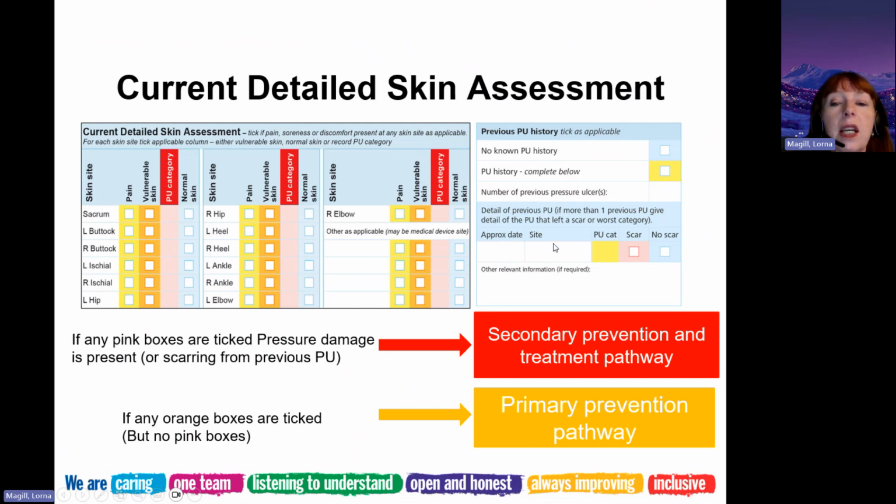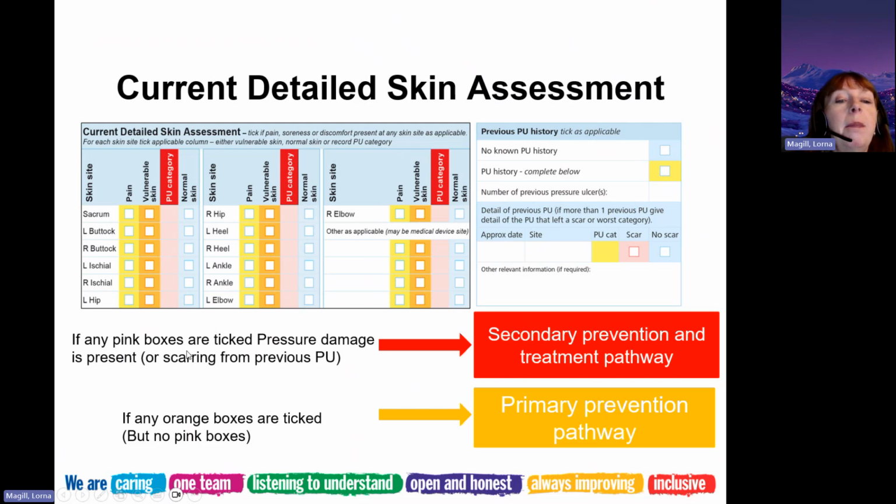If we know the site of the damage, include it here. If we know the category, we can put it here. And if we see scar tissue present, that would indicate that the damage was of category 3 or category 4, so they're getting a red box. If there's no scar tissue present, that will be a blue box because that would indicate that the damage was most likely of category 1 or category 2. There is a free text box where we can add any additional information if it is pertinent.